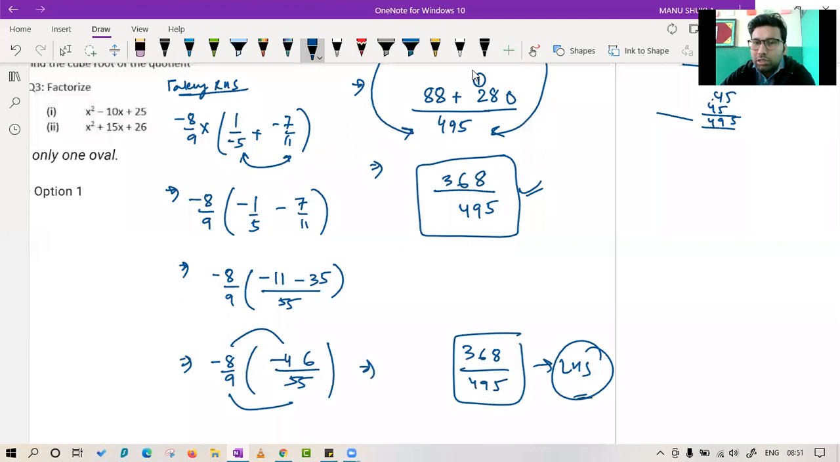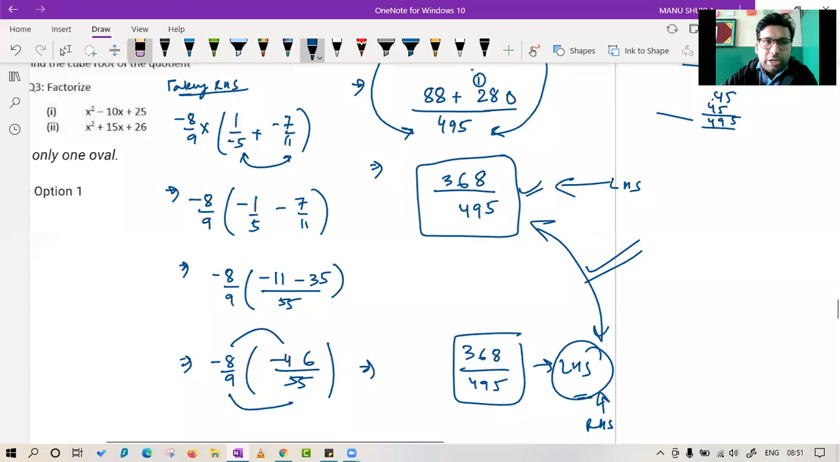That means we have got LHS equal to RHS, and that's the answer. So are you able to understand this question, class? This was your left hand side and this is your right hand side. They both are equal, hence this is verified. Now let me erase this.